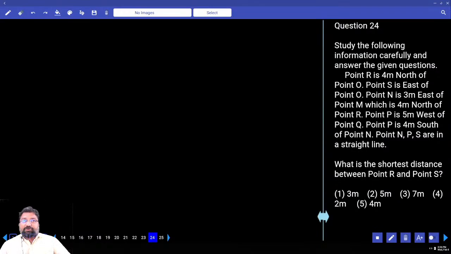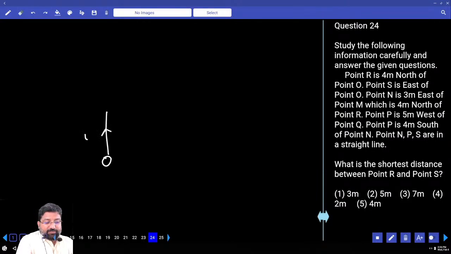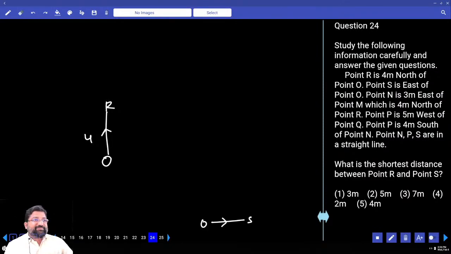Now this is a question on directions. He says point R is 4 meters to the north of point O. Next, point S is east of O. S is to the east of O, but I am not sure. Distance is mentioned or not mentioned? Not mentioned. We are not sure. When you are not sure, we will see some more lines. Maybe after a couple of lines, you might find something related to S.